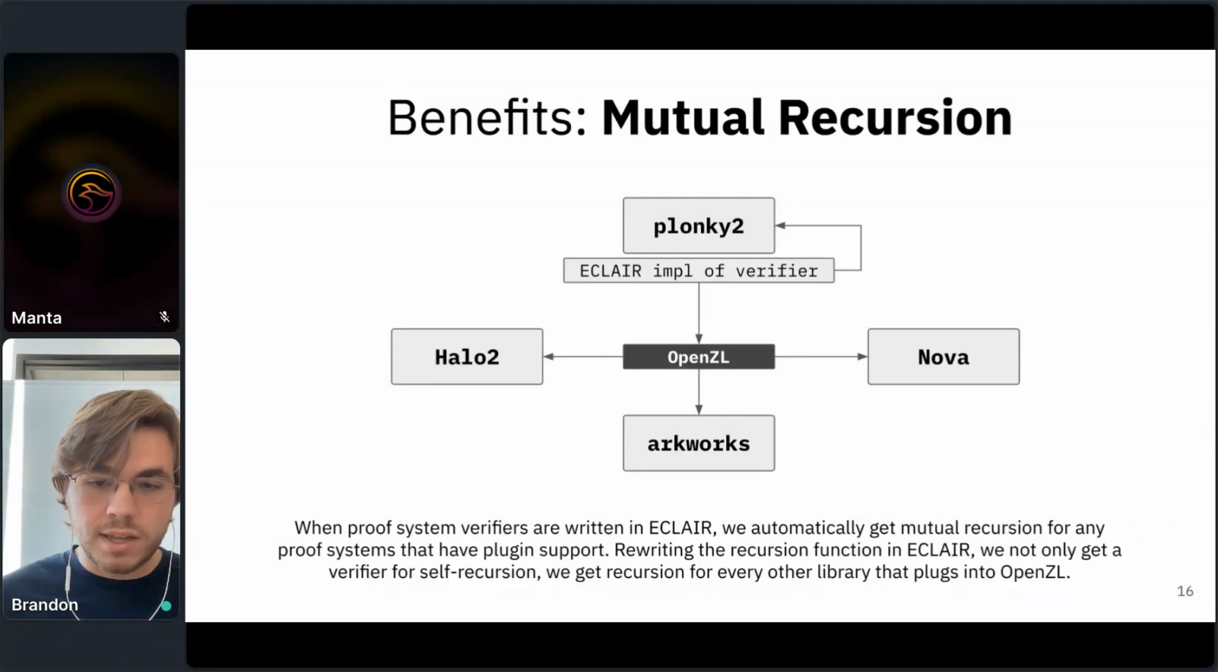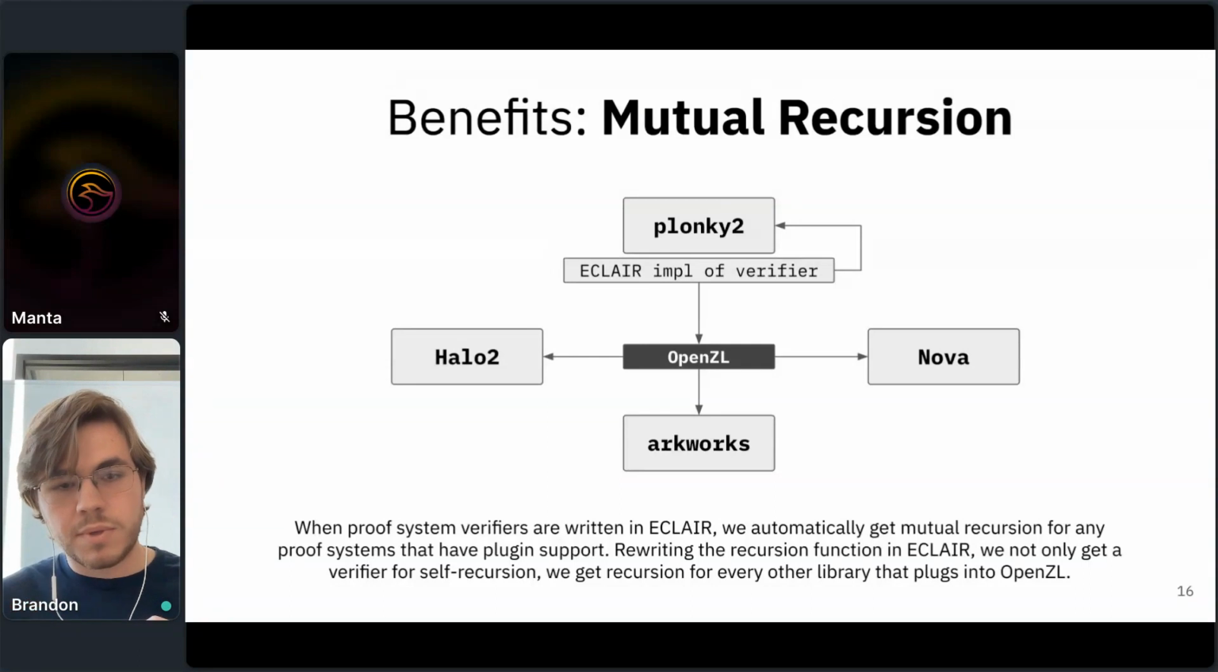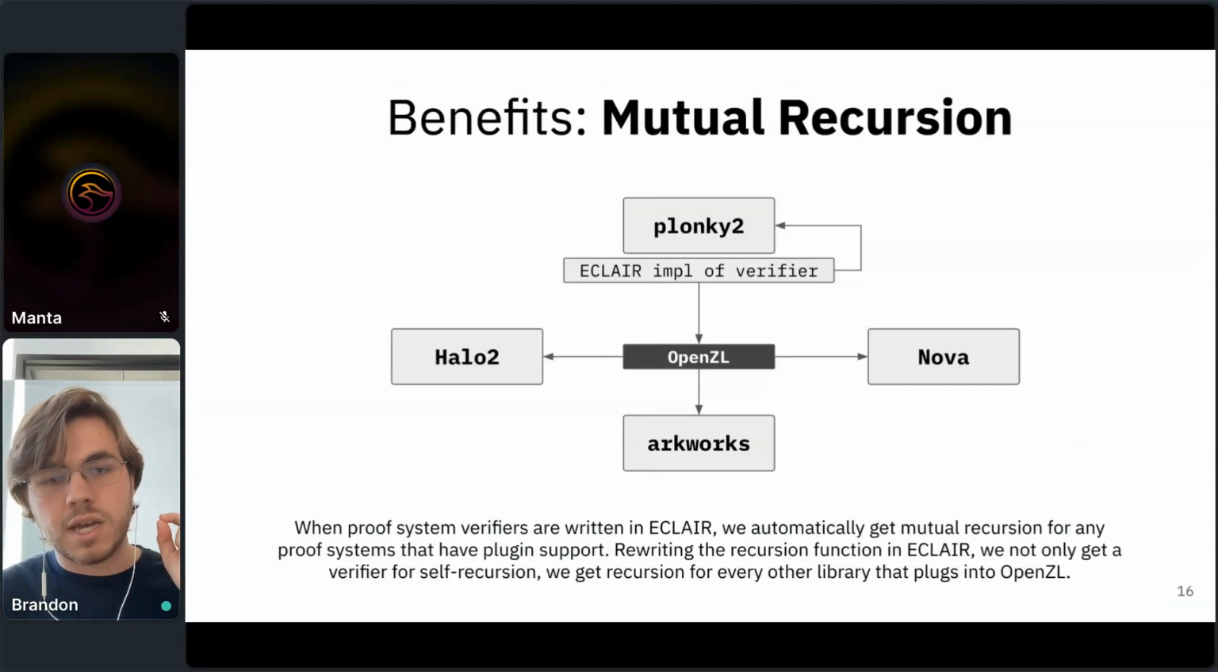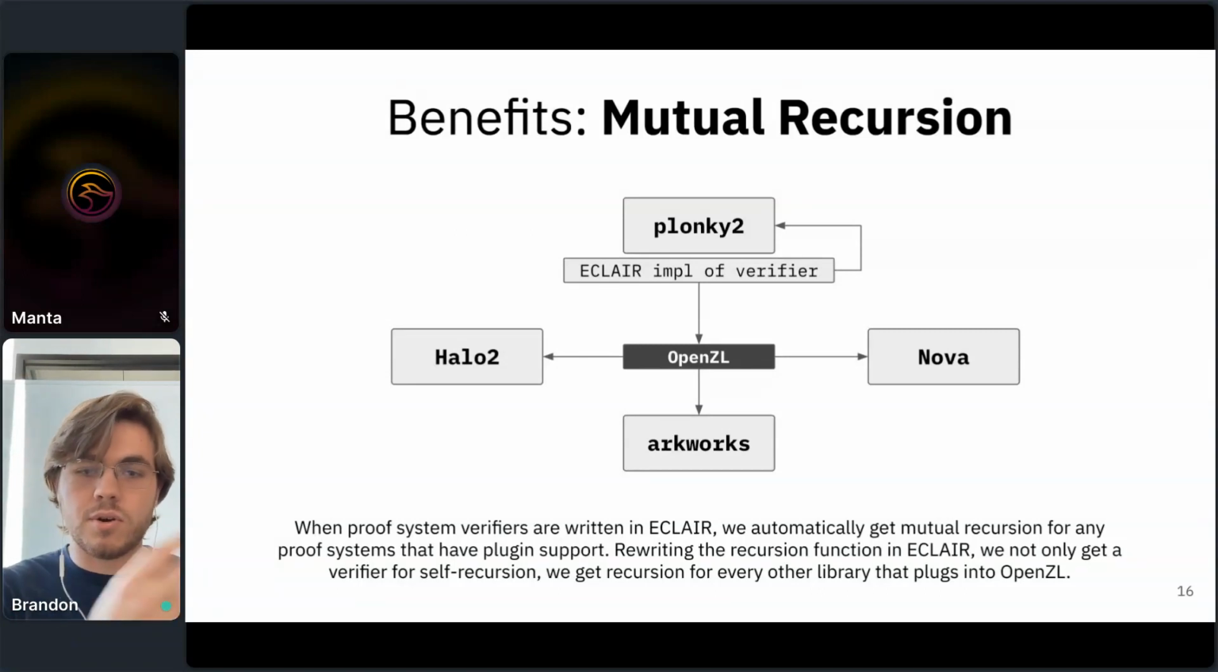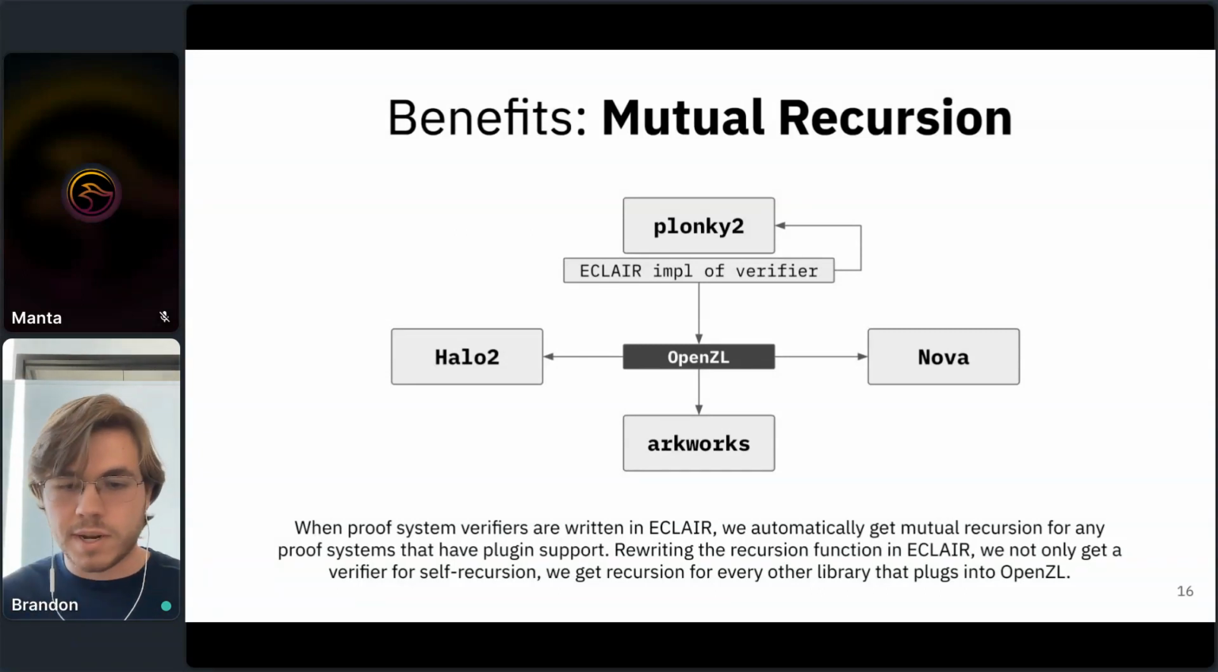But if you wrote it in ECLAIR, you actually only have to write 4, because any code that's written in ECLAIR can execute on any of these proof systems. So if you wanted to write a PLONK-2 verifier in Halo 2, you just use the PLONK-2 verifier in ECLAIR and compile it in Halo 2, or compile it in ArkWorks, or in Nova, or whatever. This hub and spoke model lets us leverage this cross proof system compatibility super easily. So we can start building mutual recursion right now instead of spending months and months doing each one by themselves.